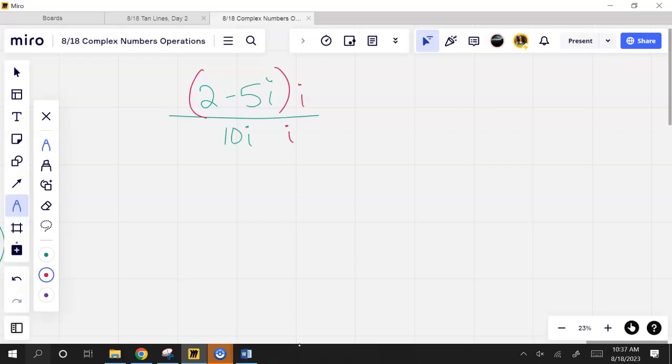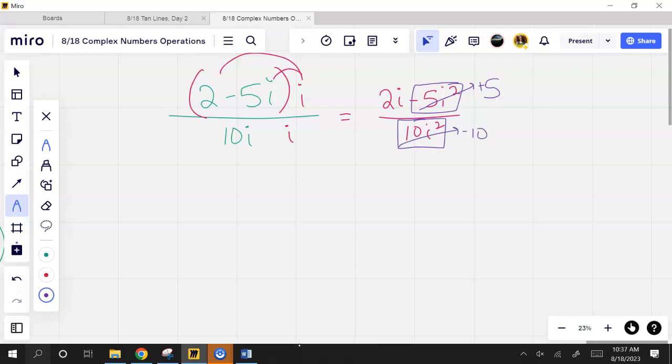That i is going to distribute up top. So I've got 2i minus what? 5i squared over, that is exactly right, 10i squared. So Thomas already said, wait, that i squared on that 5, and he's exactly right. This is going to become plus 5. What's the bottom going to become? Negative 10.